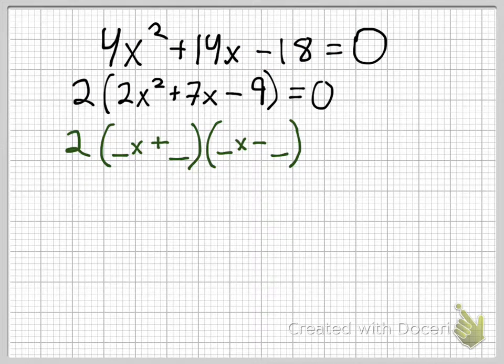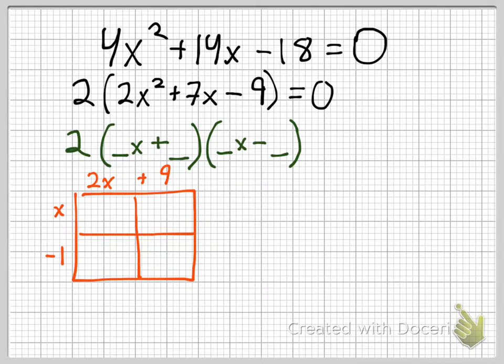So for the last part of this, I need to factor 2x squared plus 7x minus 9, and I know it's going to be something times x plus something, and something times x minus something. The key here is I need to figure out where this 2 goes. It might go with the plus or the minus. And then the 9, I have a few ways to factor that. Negative 9 could be negative 3 and 3, or negative 9 and 1, or negative 1 and 9.